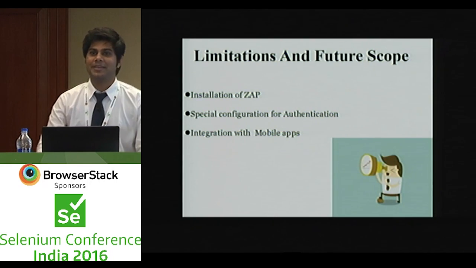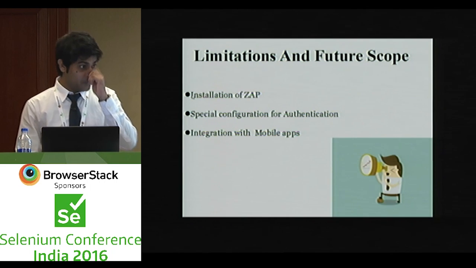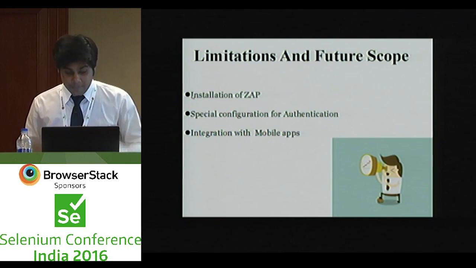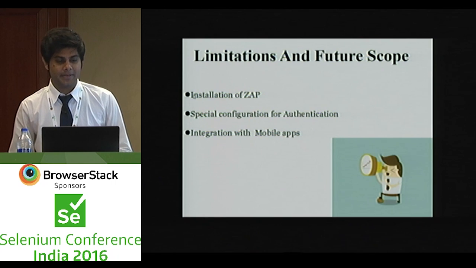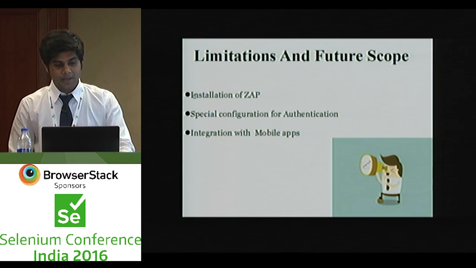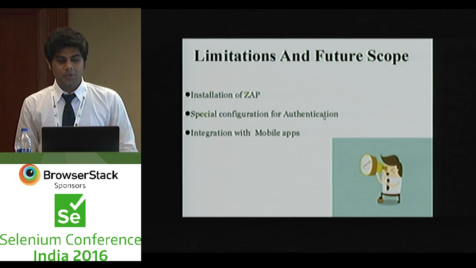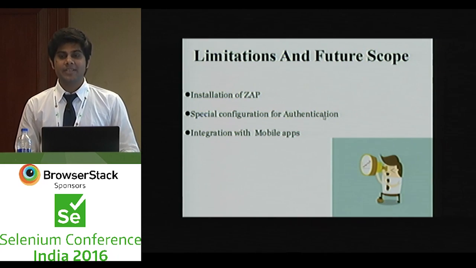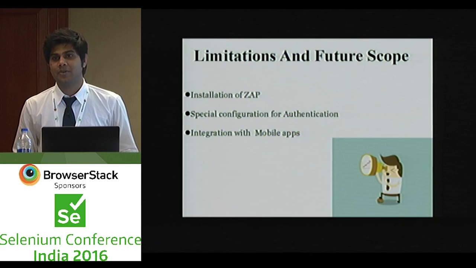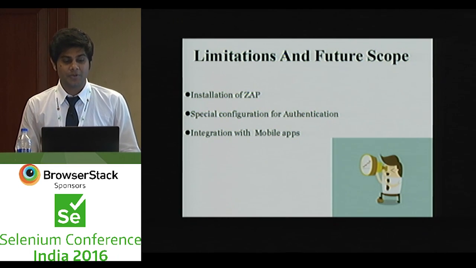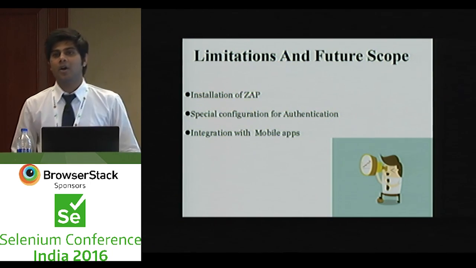Limitation and feature scope. So here is your answer. You need to install ZAP on the local machine on which you are going to execute these scripts. ZAP is totally free of cost, so you can install it from the OWASP website on your local system. You need special configuration for authentication, but in this case you do not need to worry about it because the Selenium script will take care of it. In the Selenium script, you provide the credentials for login and the whole authentication or authorization process. But if you are not using a Selenium script, you need a special configuration for the authorization process.